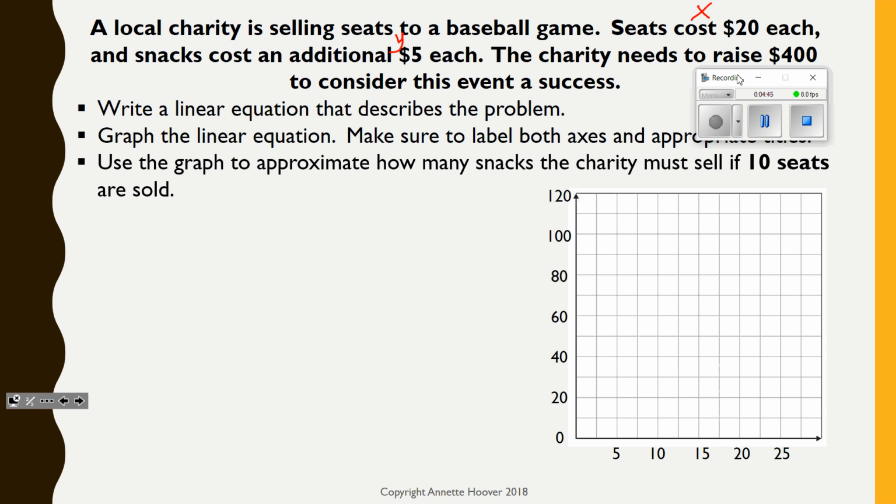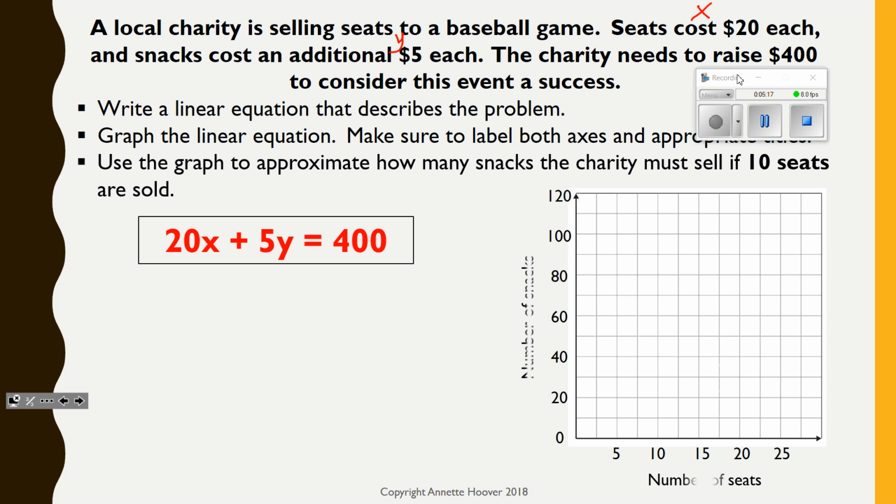Now let's write a linear equation. Seats cost $20 each, so that's $20 times the number of seats. Snacks cost an additional $5 each, so we add $5 times the number of snacks. The charity needs to raise $400 to consider this a successful event, so that all equals $400. So there's how we wrote our equation. Next, we want to graph it. Here's our equation. We're going to label our axes the way we mentioned, the seats on the x-axis and the snacks on the y-axis. We're going to graph it by finding the x- and y-intercepts.